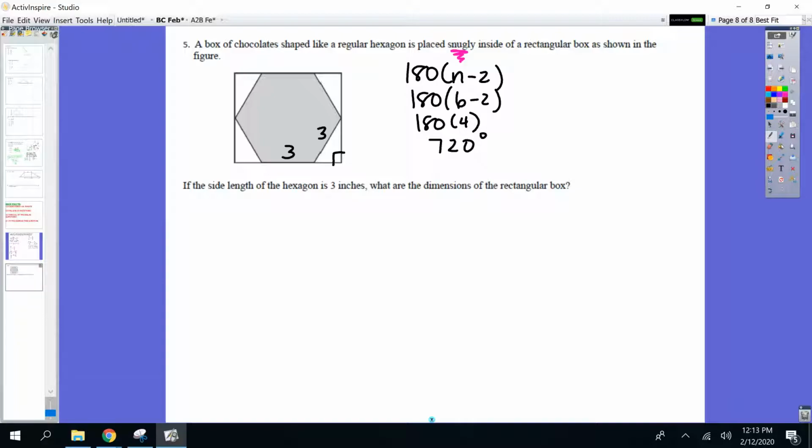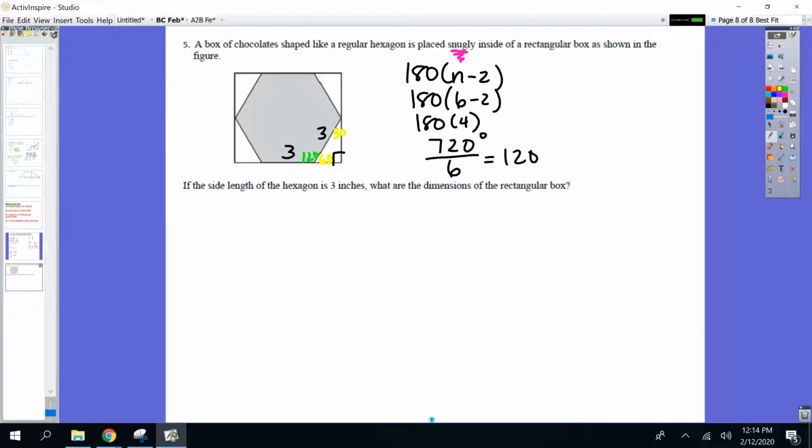So take 720 and divide by 6. One angle inside the hexagon is going to be 120. That's, hey, take a look. That's inside. What about the one next to it? 60. All right, what type of triangle am I looking at?